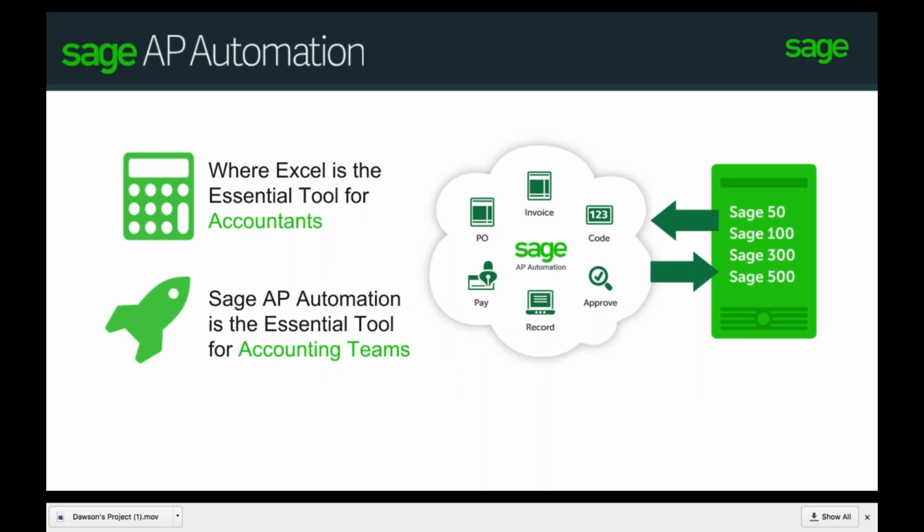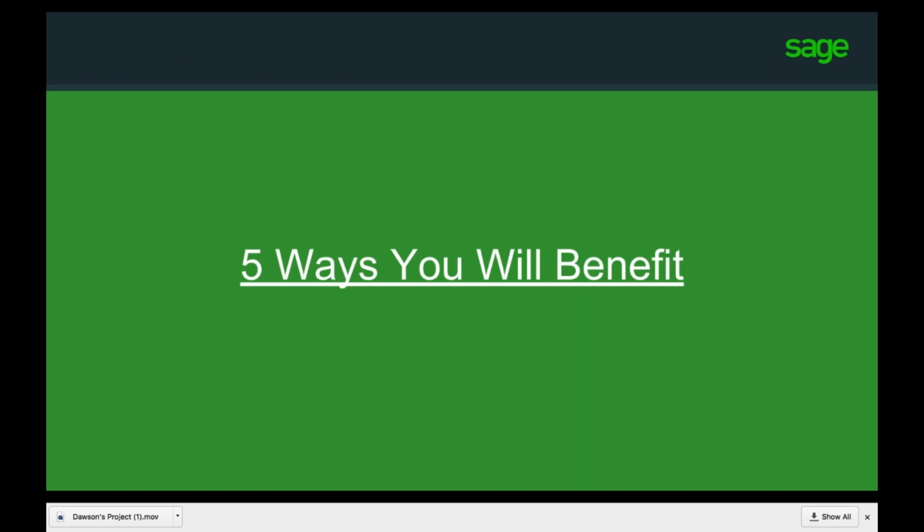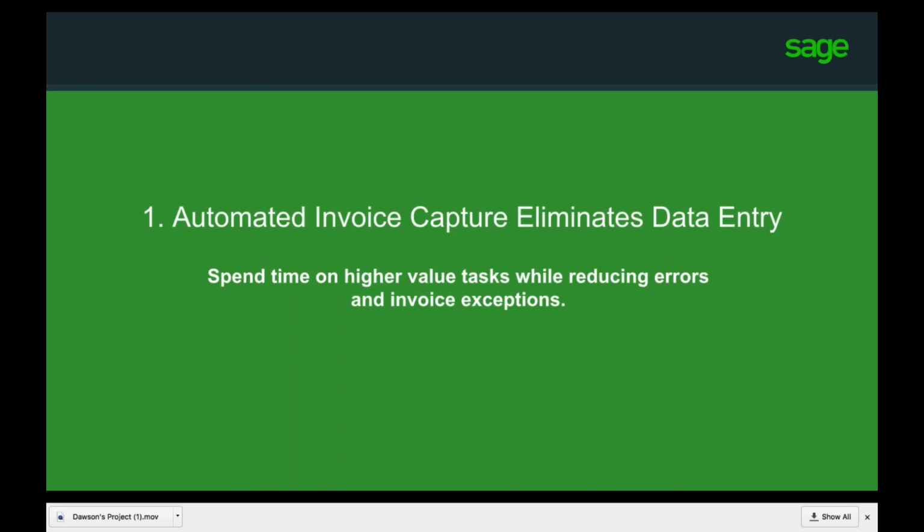So where Excel is the essential tool for accountants, we kind of look at Sage AP Automation as the essential tool for the accounting team. We want to automate and simplify the entire team's workflow. So obviously automation is here, and we're transforming accounts payable. And I'm going to talk about 5 ways we do that, or 5 ways your company can benefit by us helping you with that.